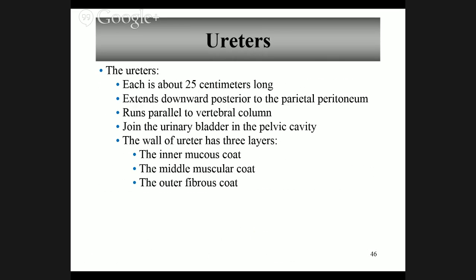Each ureter is about 25 centimeters long. They extend downward posterior to the parietal peritoneum. They run parallel to the vertebral column. They join the urinary bladder in the pelvic cavity. The wall of the ureter has 3 layers: inner mucosa, a middle muscular layer, and an outer fibrous coat.